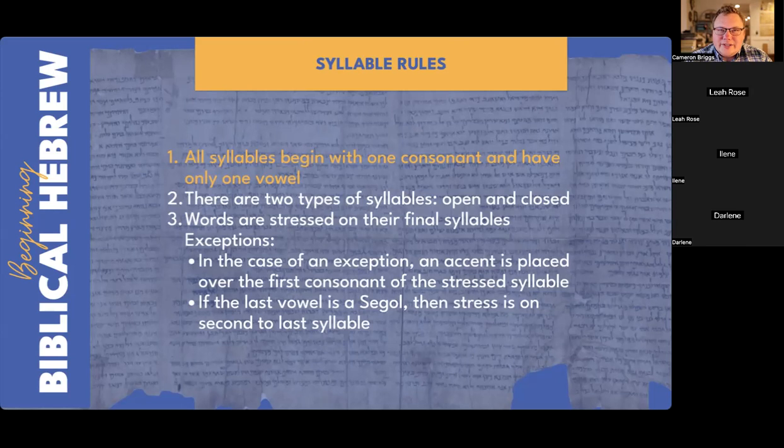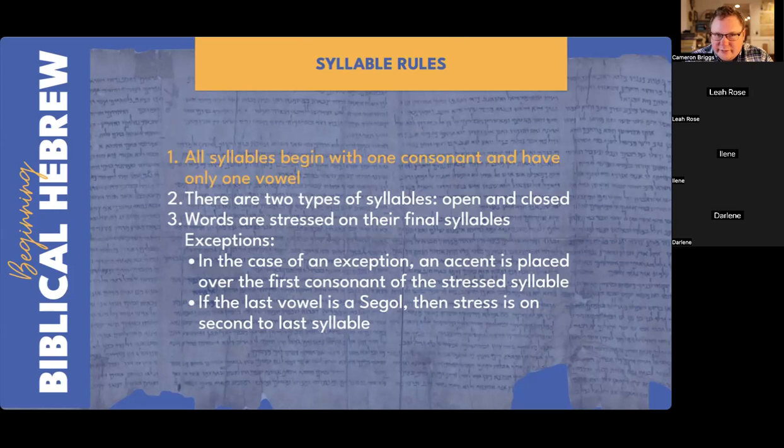in order to understand syllables, we have to understand the grown-up vowel chart. And in order to understand the vowel chart, we've got to understand syllables. So they're very symbiotic. So here are our 3 really basic syllable rules. All syllables begin with a consonant and they have only one vowel. So we'll never, ever, ever see a syllable start with a vowel. It has to start with a consonant, even if that consonant is silent.